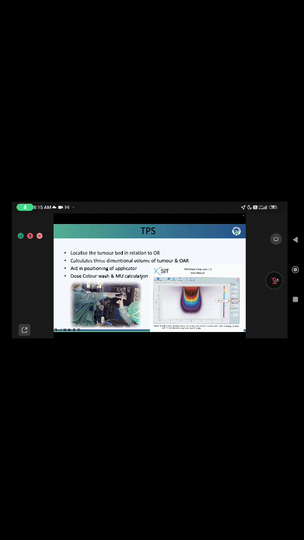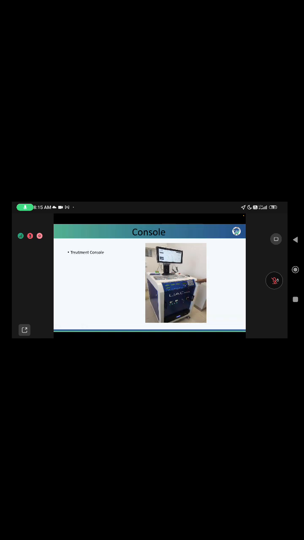Once this is done, the TPS function is finished, and as I told you, it is an independent system. It is not connected to the machine. It is not connected to the console. So we get the MU calculation from this, and once the MU is calculated, all of us will move out of the OT. Everybody will be cleared except for the patient. Nobody is allowed to stay inside when the treatment is going on. The MU calculation, whatever we have got from the TPS, will be entered in the console, and then the machine is turned on. Once the machine is turned on, the treatment will be delivered.